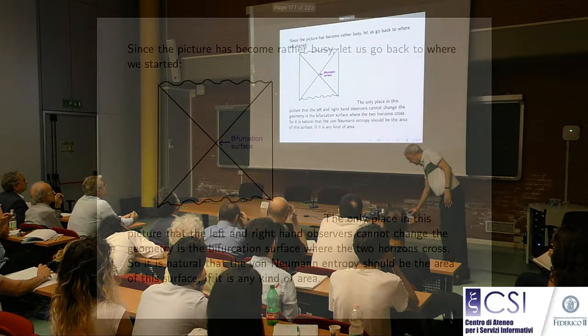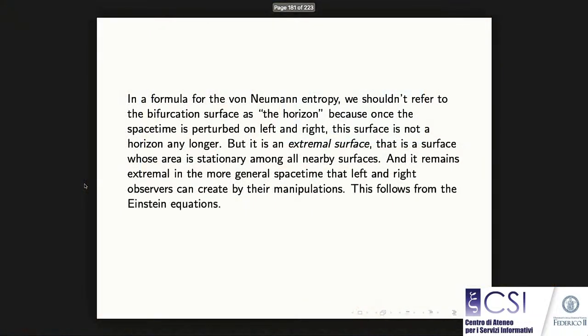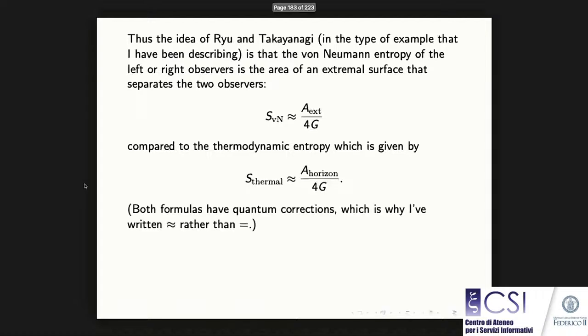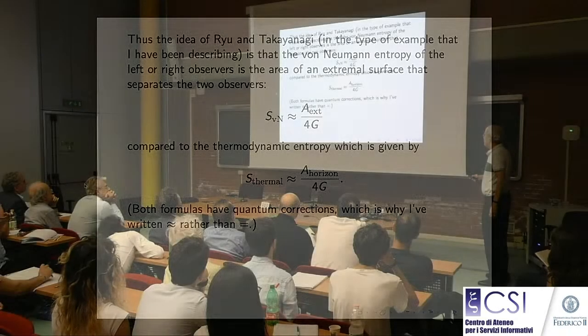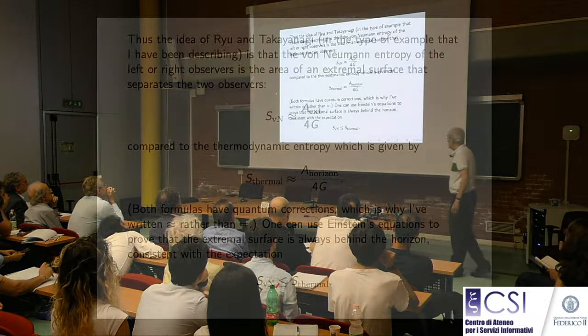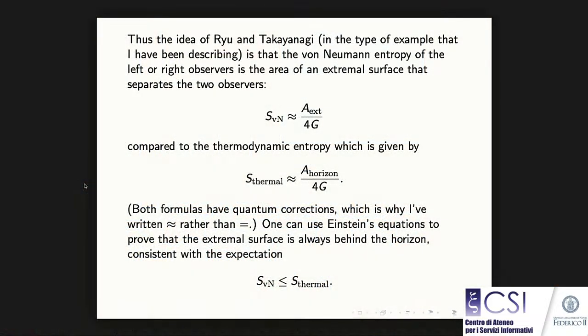So in this general situation, there's one von Neumann entropy that the two observers share, and they each have their own private thermal entropy associated to their own horizons. I use the squiggly line instead of an equal sign because both formulas have quantum corrections. Now, you can use Einstein's equations to prove that the extremal surface is always behind the horizon, consistent with the expectation that the von Neumann entropy should be no bigger than the thermal entropy.